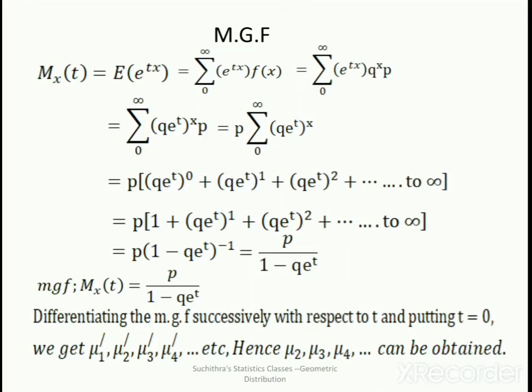Differentiating the moment generating function successively with respect to t and putting t equal to 0, we get mu 1 dash, mu 2 dash, mu 3 dash, mu 4 dash, etc. Hence, we can calculate mu 2, mu 3, mu 4, etc.